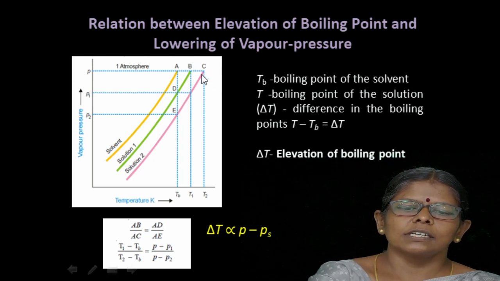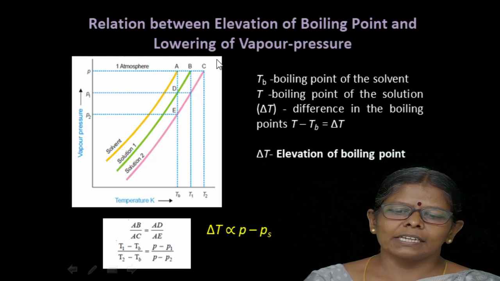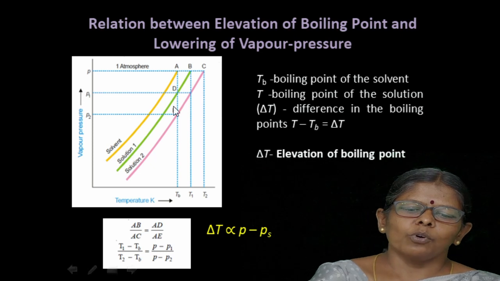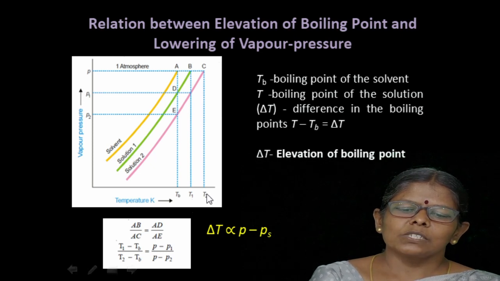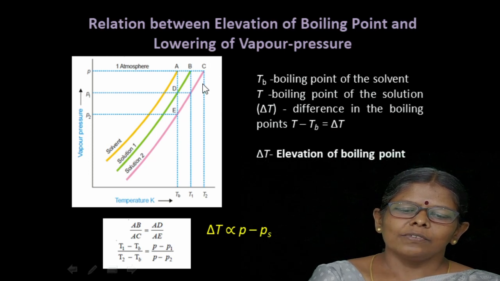Here we have to consider BD and CE. Both of them are parallel and approximately straight lines. The triangle ABD and the triangle ACE are similar triangles. Therefore, the difference between the boiling point of the solvent and the first solution is called the elevation of boiling point for the first solution, and the difference between the boiling point of the solvent and the second solution is called the elevation of boiling point for the second solution. Here AB by AC is equal to AD by AE, as it is the rule for similar triangles.